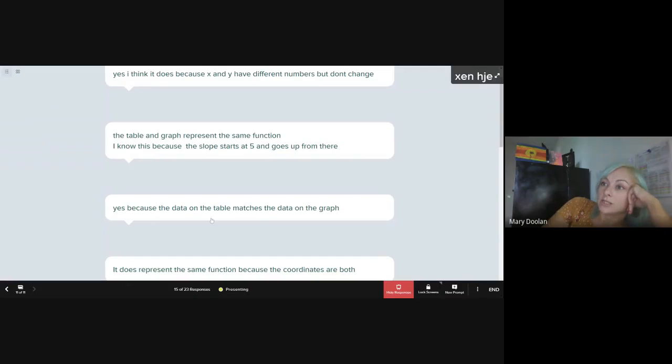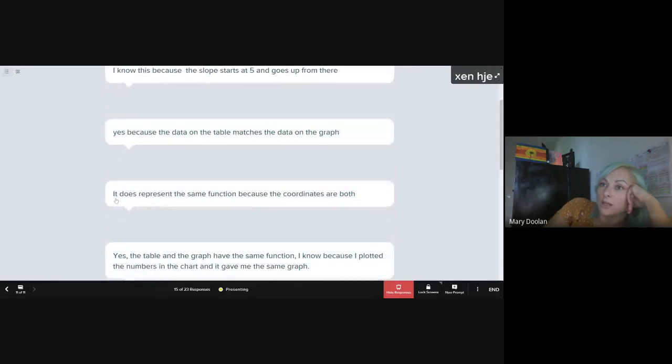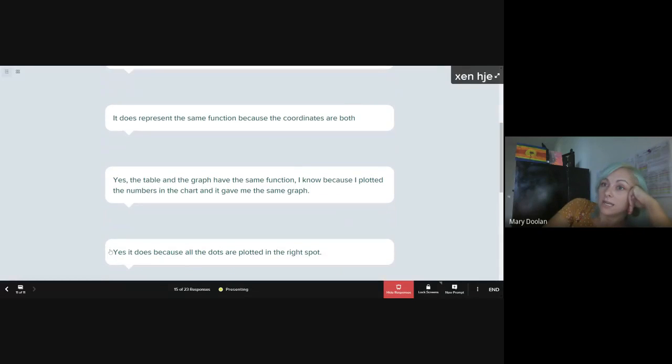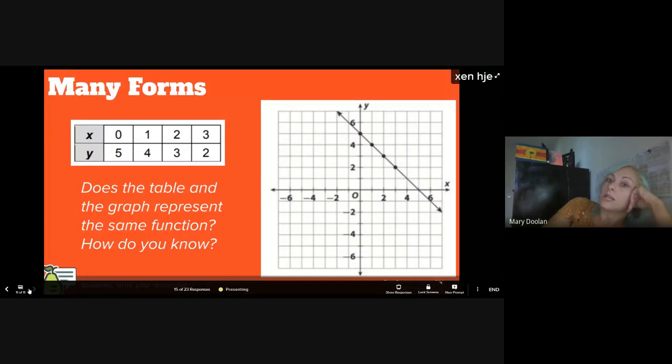I like this answer. They're all yes, which is true. But as far as reasoning why it's true, this is absolutely correct. The data in the table matches the data on the graph. It does represent the same function because the coordinates are both. Maybe they mean the same. Yes, the table and the graph have the same function. I know because I plotted the numbers in the chart and it gave me the same graph. That's great. Yes, it does because all the dots are plotted in the right spot. Those are all really good answers. So the answer is yes to this one.